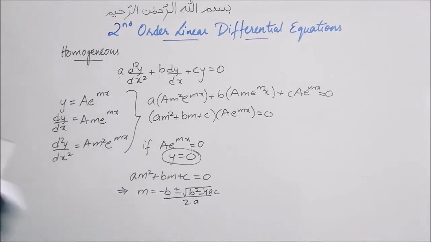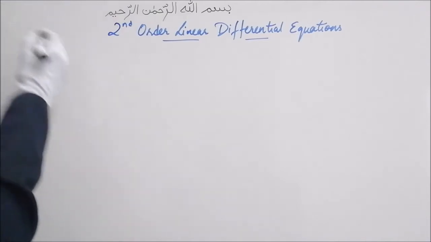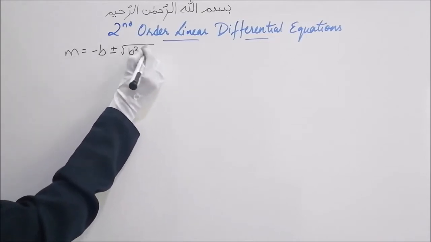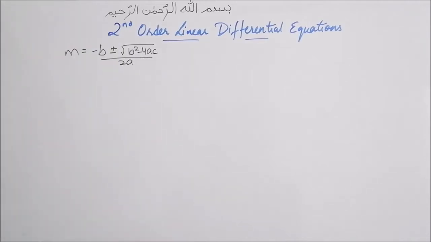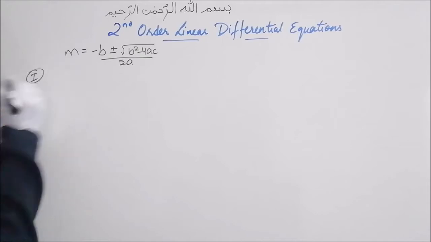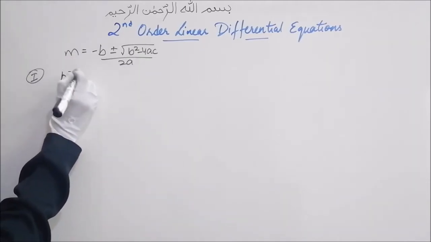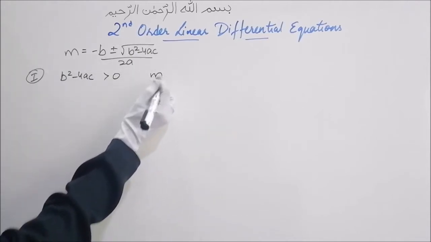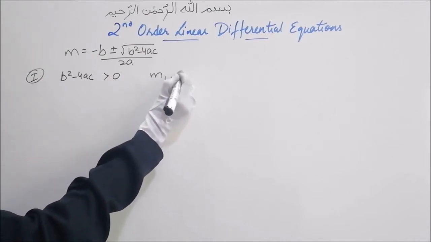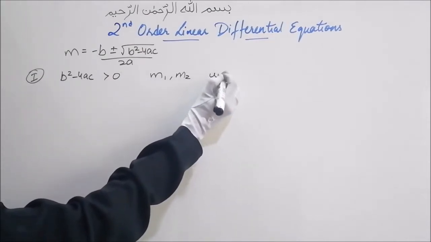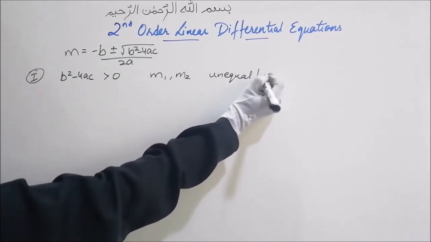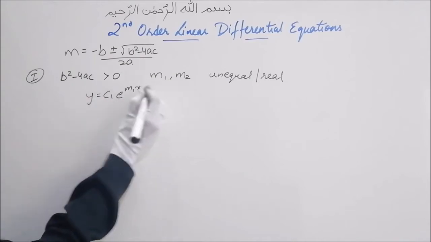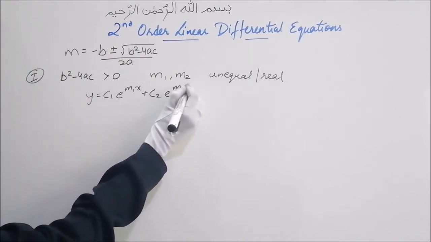Now based on the value of m, we will have different solutions. So we get the value of m as minus b plus minus root of b squared minus 4ac upon 2a. Now case 1 will be if b squared minus 4ac is greater than 0. If this value is greater than 0, we will have two values of m, m1 and m2. Both these values will be unequal, or we can say different, and they will be real values. Therefore, the solution y will be equal to c1 e raised to m1x plus c2 e raised to m2x.